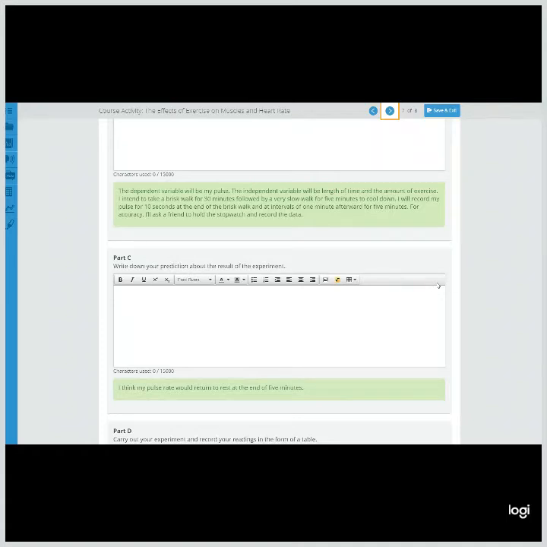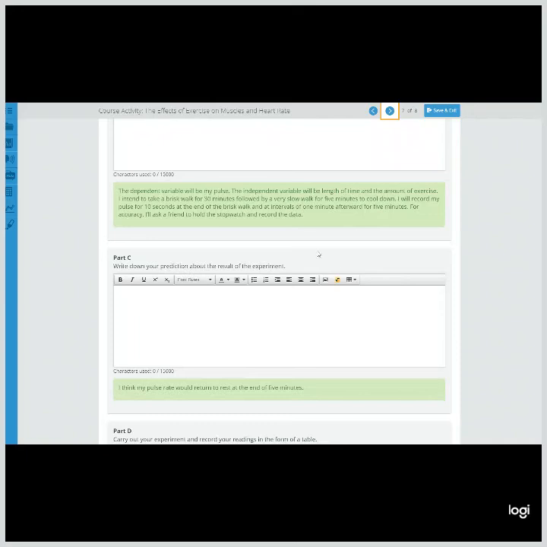I intend to take a brisk walk for 30 minutes, followed by a very slow walk for 5 minutes to cool down. I'll record my pulse for 10 seconds at the end of the brisk walk and at intervals of 1 minute afterwards for the 5-minute cool down walk. For accuracy, I will ask my friend to hold a stopwatch and record the data.